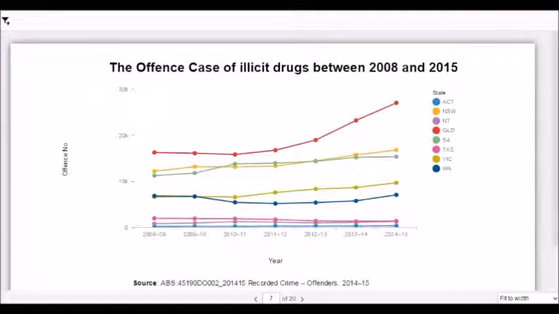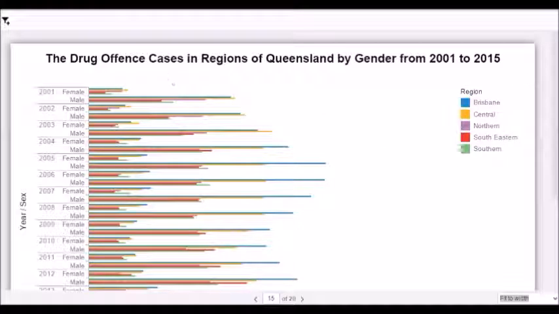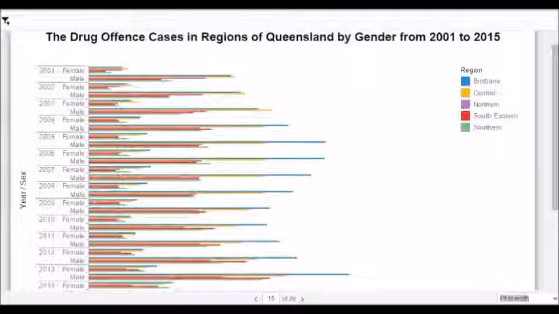According to ACIC, the reason why Queensland had the highest illicit drug crime is because the demand for illicit drugs and the huge profits to be made from supplying them in Queensland, particularly in regional areas, has made Queensland an attractive market for interstate. When it comes to Queensland, from this bar chart, the illicit drug offence cases had an upward trend for both genders in all five regions in Queensland between 2001 and 2015.